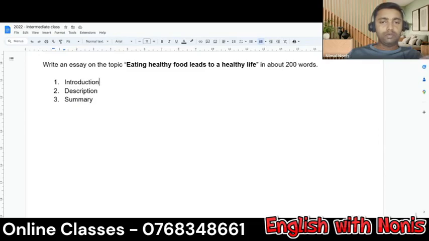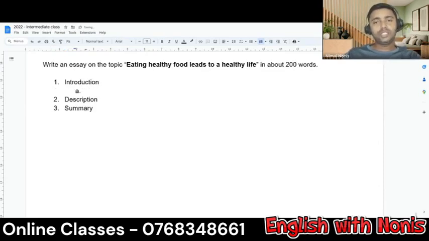Then when you write now on a rough sheet, you have to write down this sketch. Introduction, description, and summary. Description, you are going to have two paragraphs. Introduction, one paragraph, and summary, one paragraph. Now after writing like this, under introduction, what are you going to write? Under introduction, we can include eating healthy food leads to a healthy life.